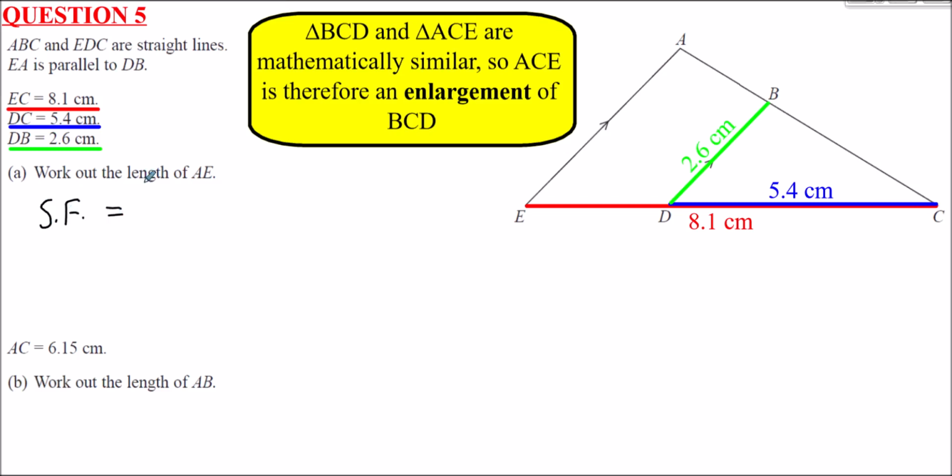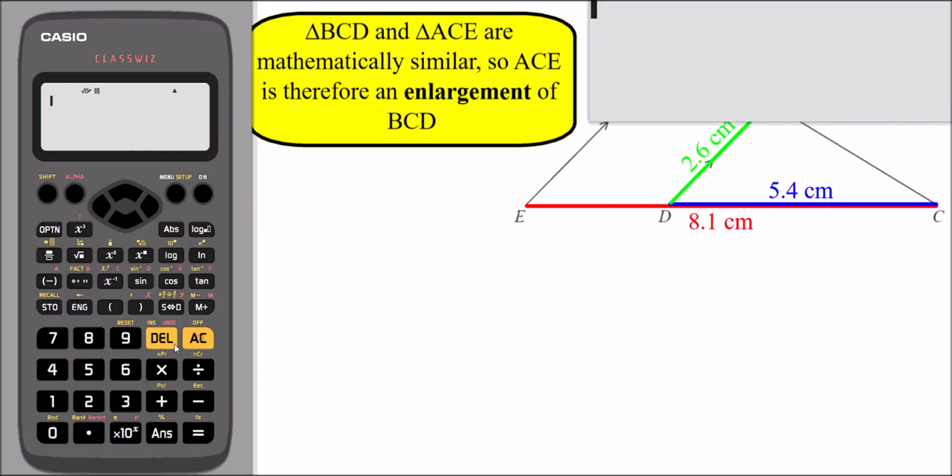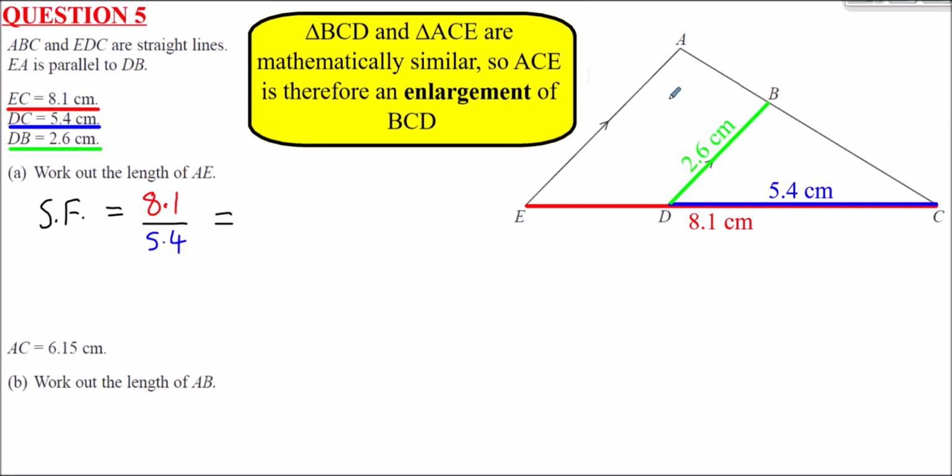So the scale factor: we take a side on the longer triangle and divide by a corresponding side on the smaller one. We know the bases of each of them. The longer base is 8.1, and the base on the shorter one on BCD is 5.4. So 8.1 divided by 5.4 will tell us the scale factor of enlargement. Let's see what this gives us. 8.1 divided by 5.4 gives 1.5. In other words, AEC is 1.5 times bigger than BCD.